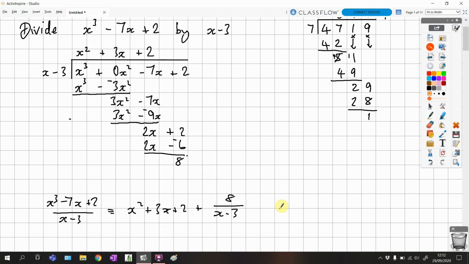And so we have a way of doing algebraic long division. It's a very important method. Make sure you grasp it.